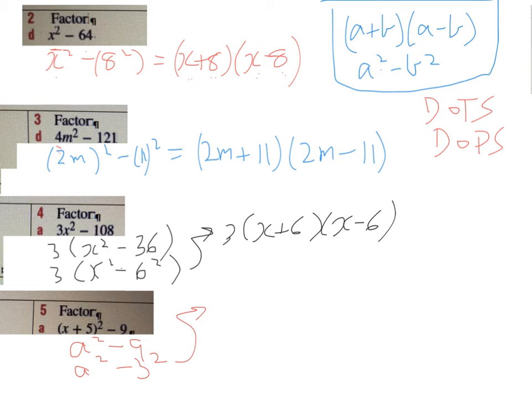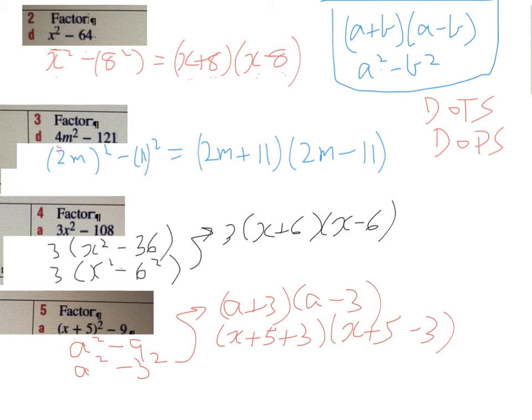Which then ends up becoming a plus 3, a minus 3, but we know that a is actually x plus 5. So instead of a, we're going to multiply x plus 5 plus 3, x plus 5 minus 3. So x plus 5 plus 3 is x plus 8. And x plus 5 minus 3 gives x plus 2.